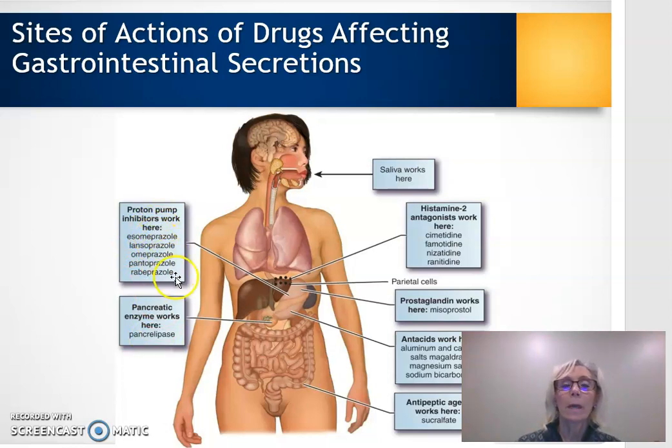These proton pump inhibitors end in "azoles." There are a number of them, but we're going to talk specifically about omeprazole. These work right in the stomach to stop the pumping of hydrogen ions into the secretions of the stomach. We're also going to talk about histamine 2 blockers, specifically cimetidine. We're going to talk about prostaglandins that work right here in the stomach itself, and also about antacids and antipeptic drugs. Those are the major classifications of drugs we're going to be discussing.